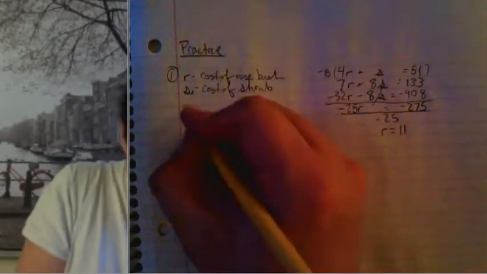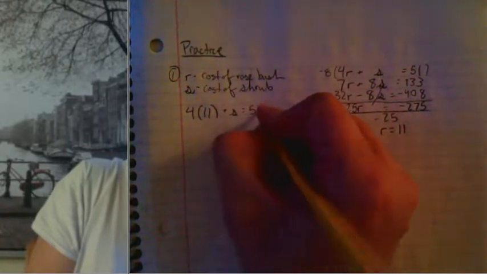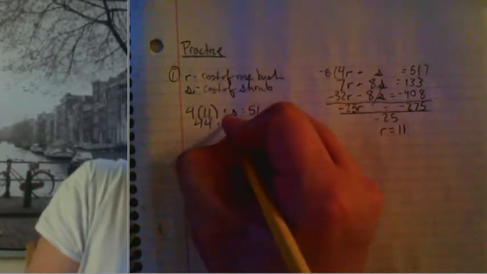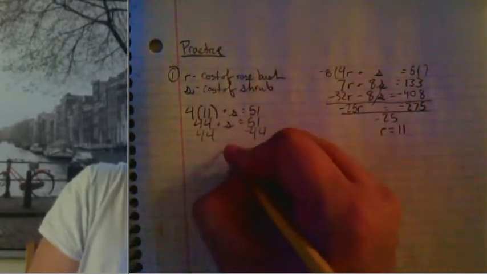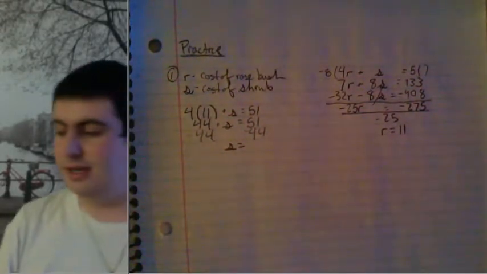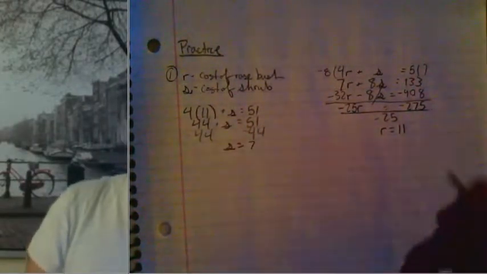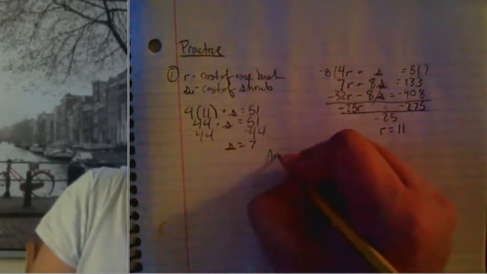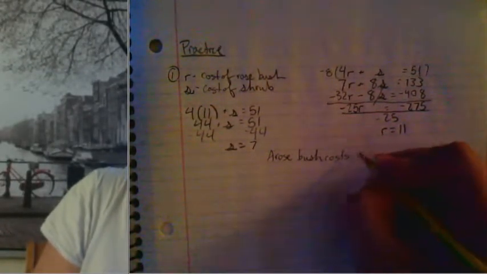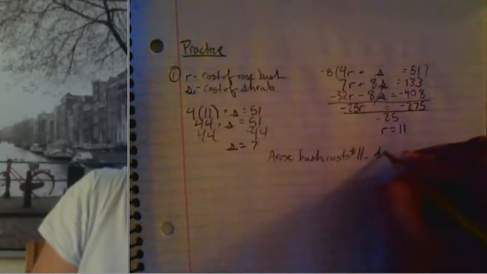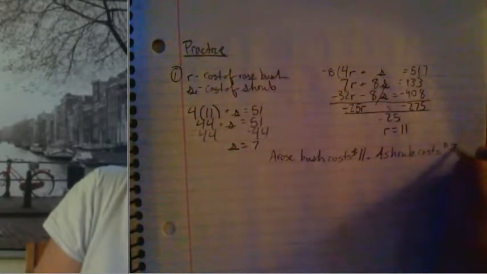So when we plug this back in, let's say 4 times 11 plus s equals 51. So 44 plus s equals 51, minus 44. Looks like s, 1 shrub, equals $7. So a rose bush costs $11. A shrub costs $7.